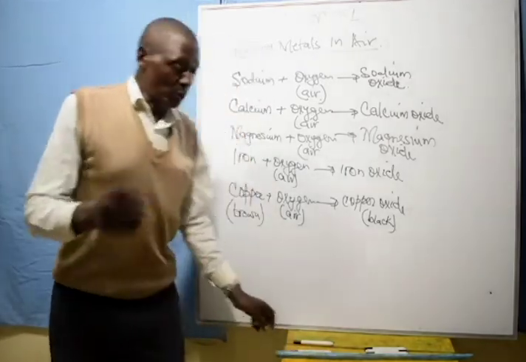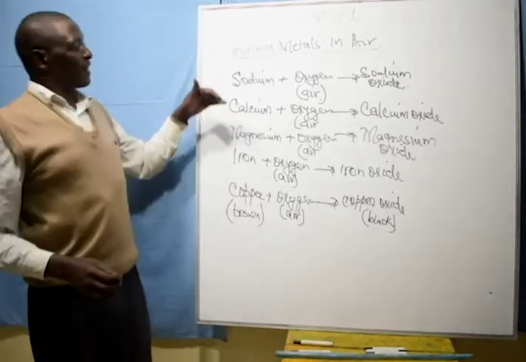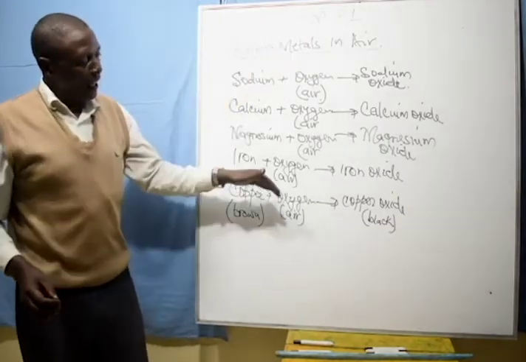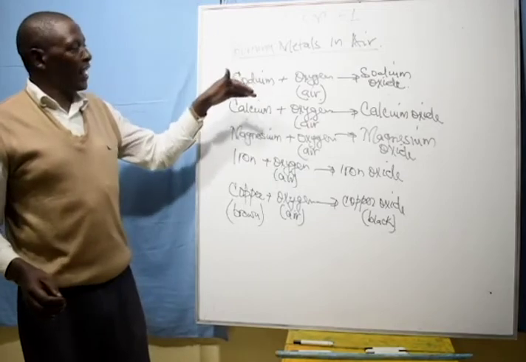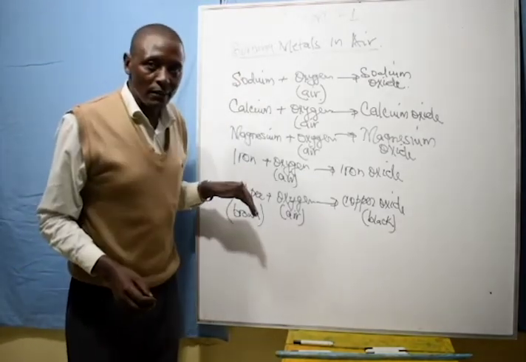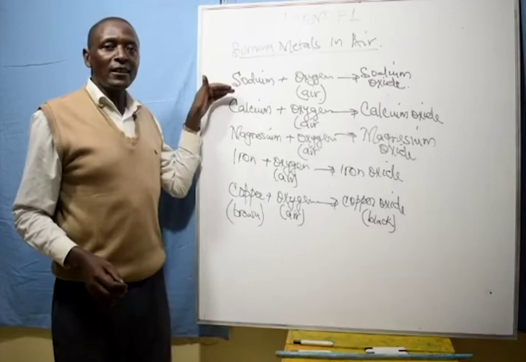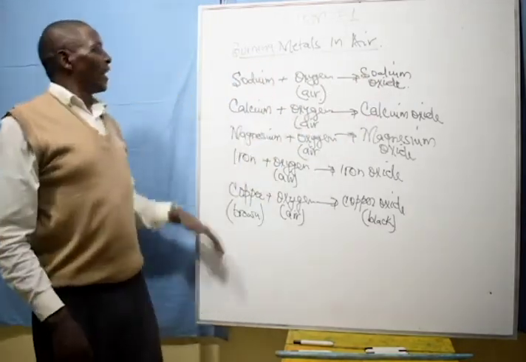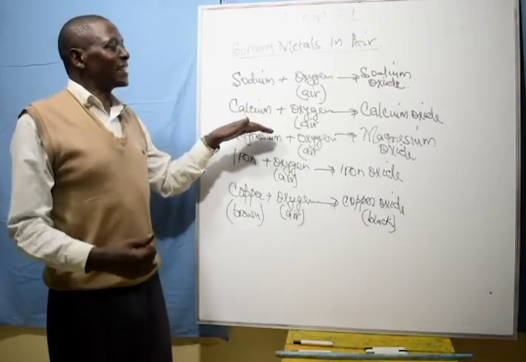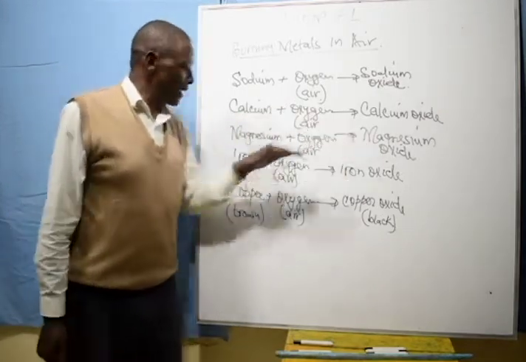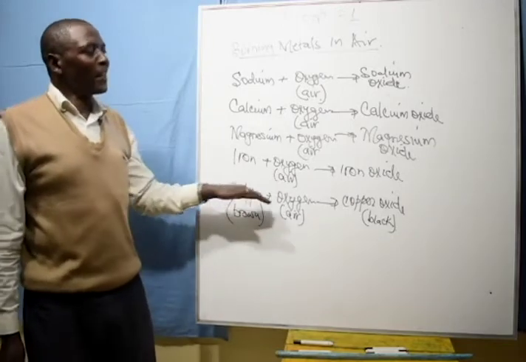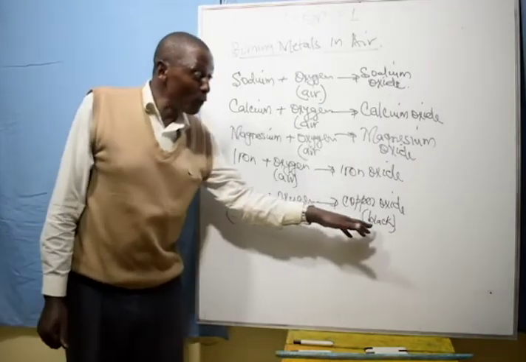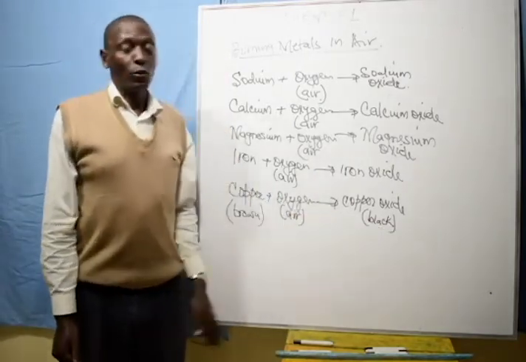Now, I want us to realize one thing, that the reaction of the metals with oxygen from air also depends on the reactivity of the metal. Sodium is very reactive, therefore it is burning. Calcium is relatively less reactive, but it is still burning. But when you come to copper, copper does not burn. In fact, no apparent reaction is seen. But we still form the black substance, copper oxide.